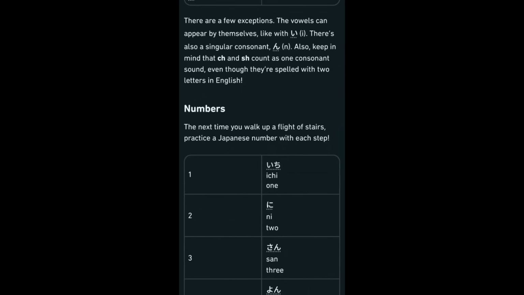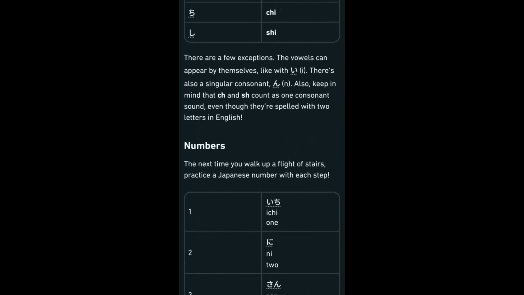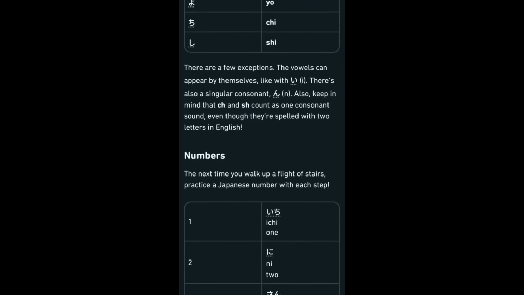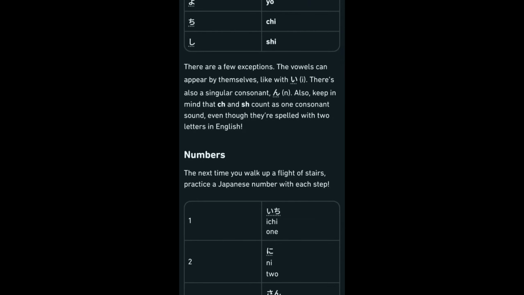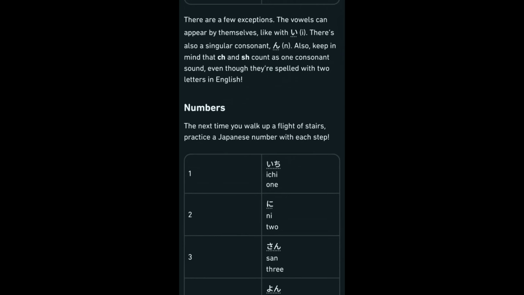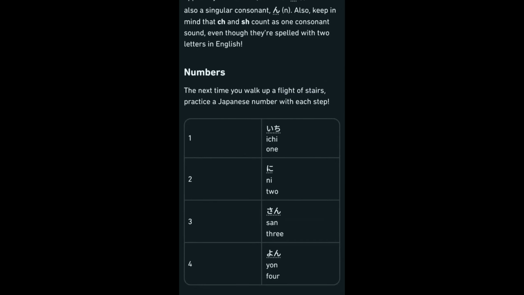Okay, so this is a great example of how you can practice numbers. The next time you walk up a flight of stairs, practice Japanese numbers with each step. So when you walk up 1 step, it would be ichi. When you walk up the 2nd step, it would be ni. Number 3 would be san. And number 4 would be yon.